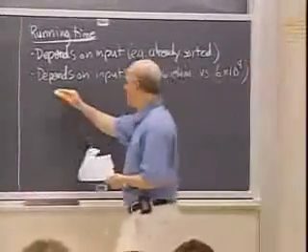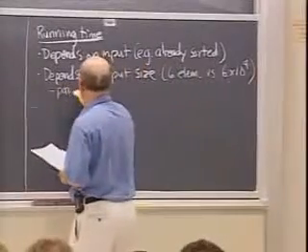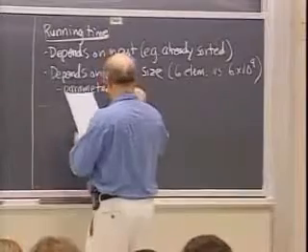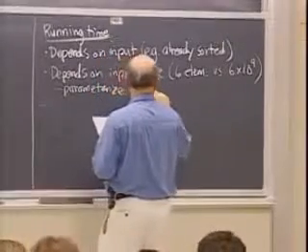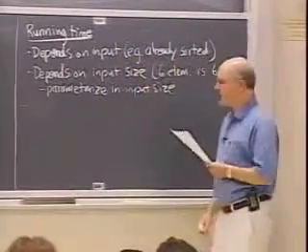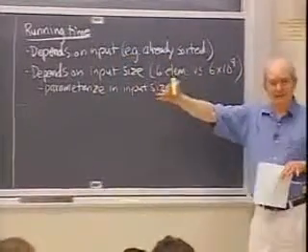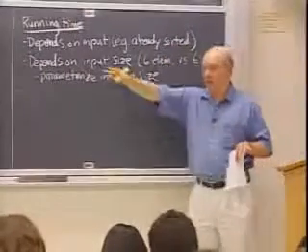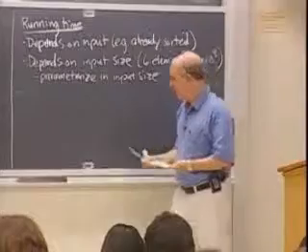So typically the way we handle that is we're going to parameterize things in the input size. We're going to talk about time as a function of the size of the things that we are sorting, so we can look at what the behavior of that is.